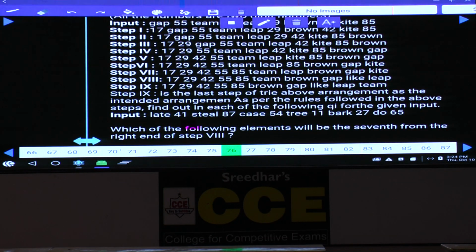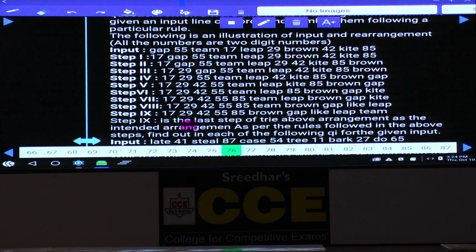Now in this input and output, tell me what is the information we have. In the input, 3, 4, 5, 6, 8, 10 elements were given, and how many steps are there? 9 steps, which implies that in each step exactly one element has been arranged. Then check out the final logic here: 17, 29, 42, 55, 85, all the numbers are arranged in ascending order, and the words are also in ascending order: brown, gap, like, and so on. All the 5 numbers followed by 5 words, and both were arranged in ascending order.